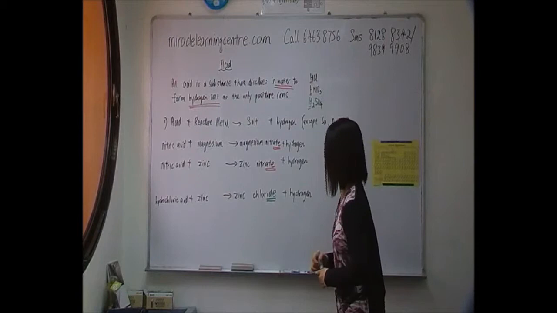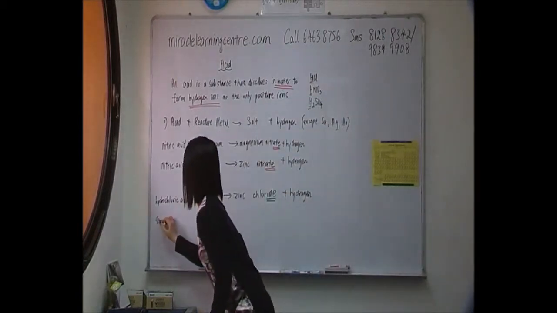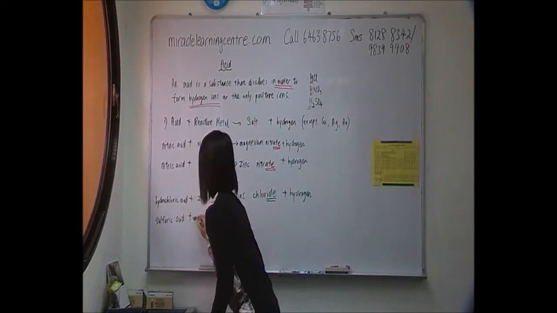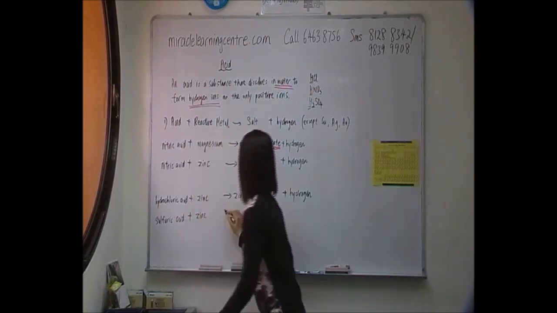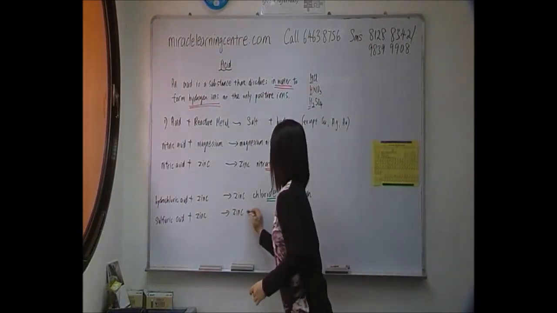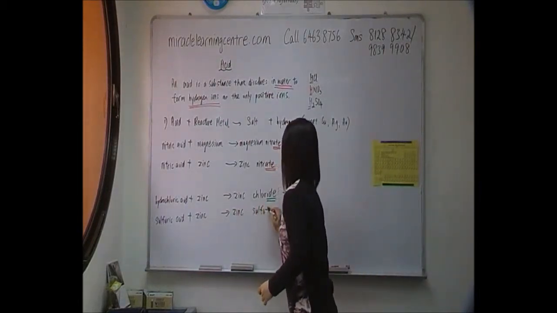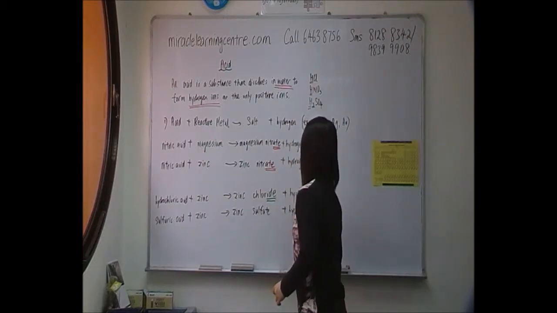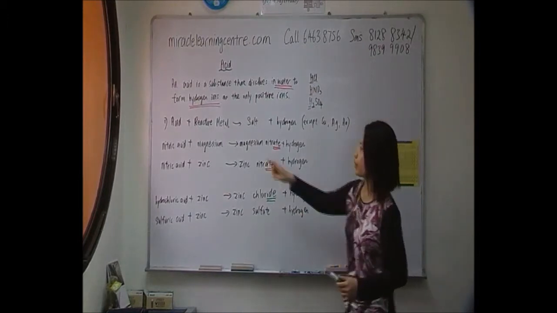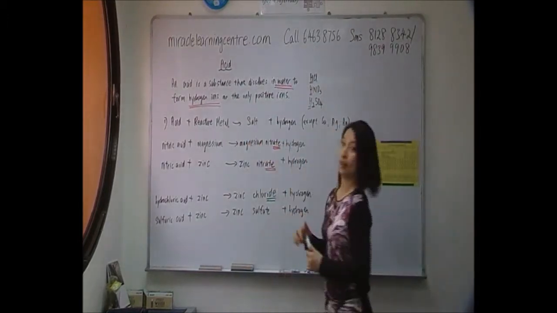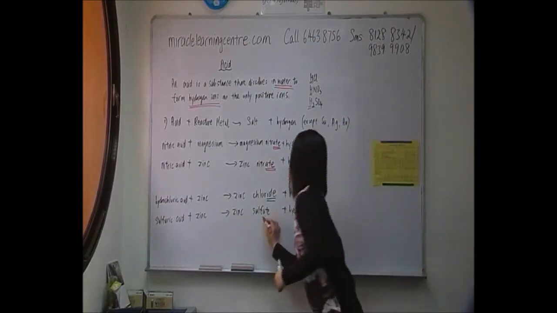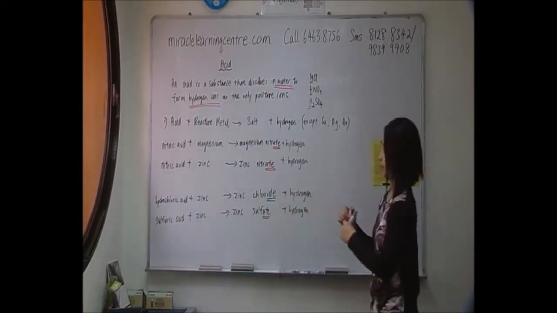And the last one, if it's with sulfuric acid, we still use zinc. Now you will get zinc sulfate and hydrogen gas. You need to know the products. When it's reacting with a reactive metal, you always get salt and hydrogen gas. You realize for sulfuric acid, you will get a sulfate.